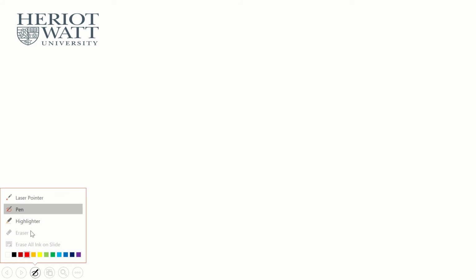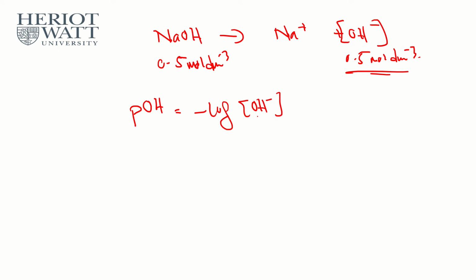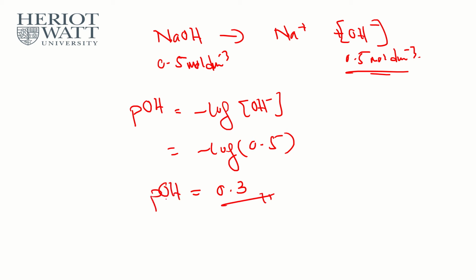What if I have a strong base, let's say, for example, NaOH, and it dissociates in water to get Na plus and OH minus, 100% dissociation. So if I have 0.5 mole per dm cube here, I'll be getting 0.5 mole per dm cube here. Okay, so what is the pH? We can't calculate pH straight away, so we need to calculate pOH because we have the concentration of OH. So minus log concentration of OH minus, which is equivalent to minus log 0.5. Then you will get 0.3 here. Okay, pOH equals to 0.3.